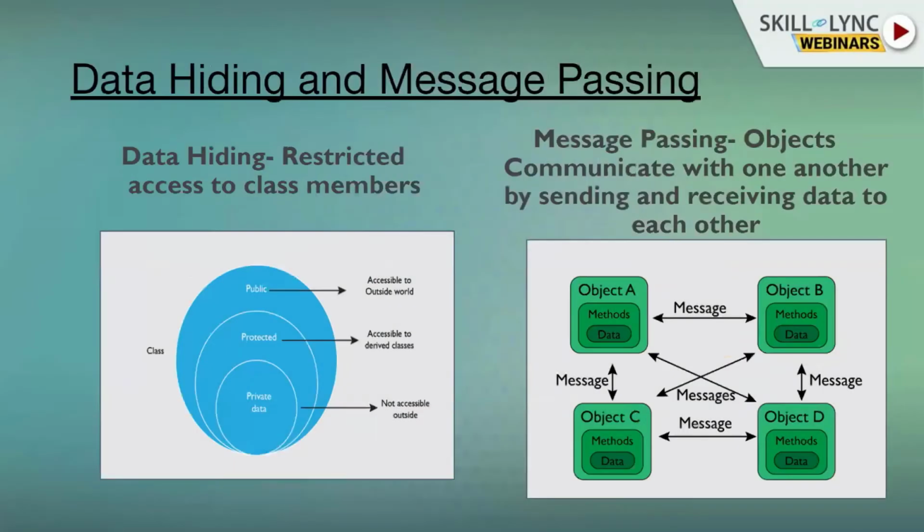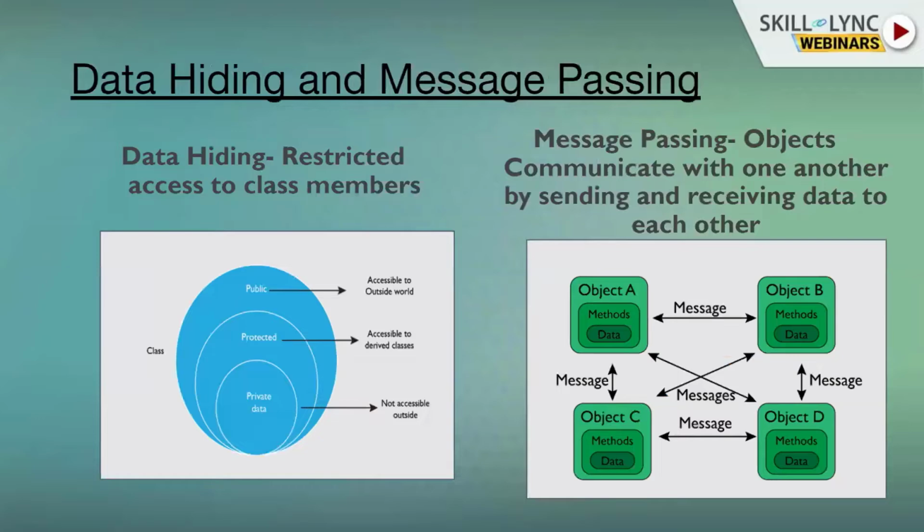So coming to data hiding, it is restricting the access to the class members. As we have already discussed, we have certain access specifiers in object-oriented programming, which are public, protected, and private. Class members which are public are accessible to the outside world, protected class members are accessible only to the derived class members, and private data is not accessible outside the class. So that is how you restrict class members access outside the class.